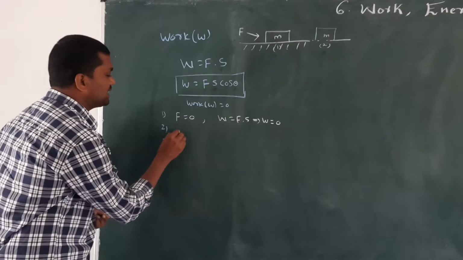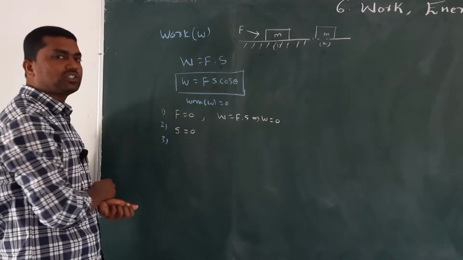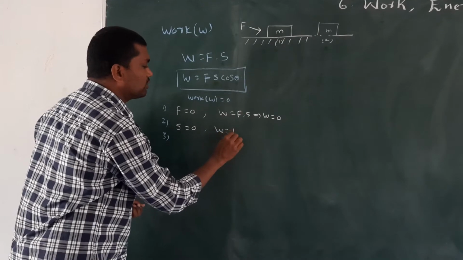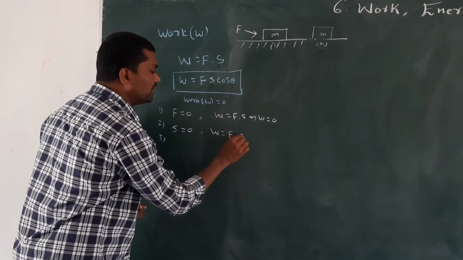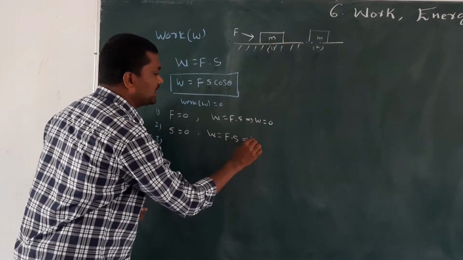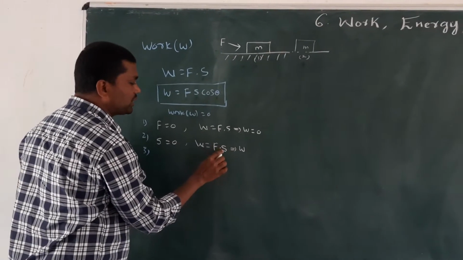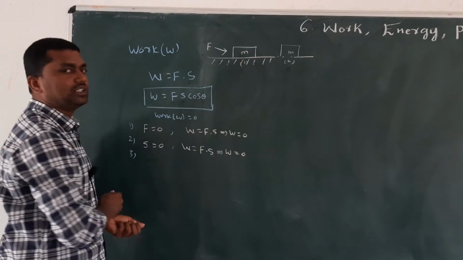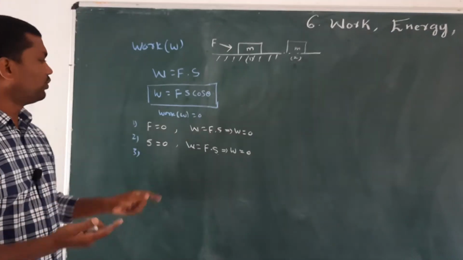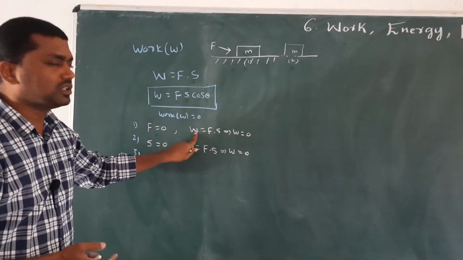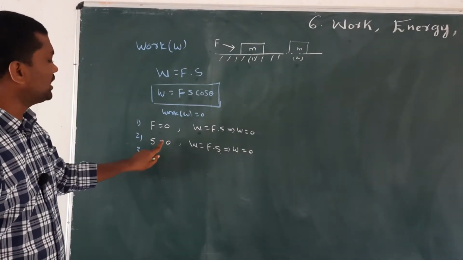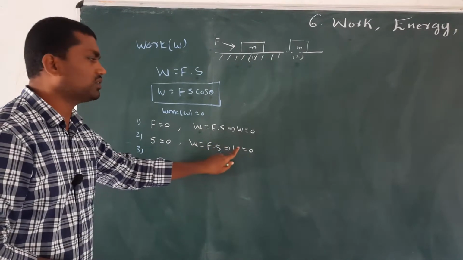And the second one is, if displacement is 0, that means S is 0. The formula is W is equal to F into S, so W is equal to F into 0, which is 0. So W is equal to 0. If the force is 0, the work is also 0, and the second condition, if the displacement of the object is 0, then the work will also be 0.